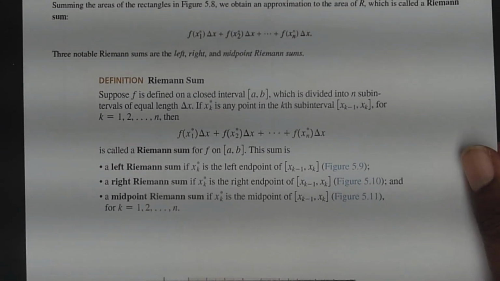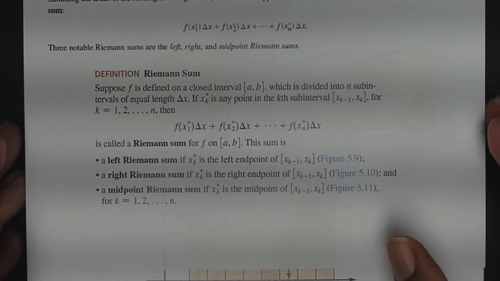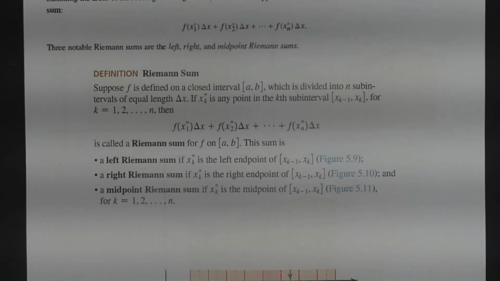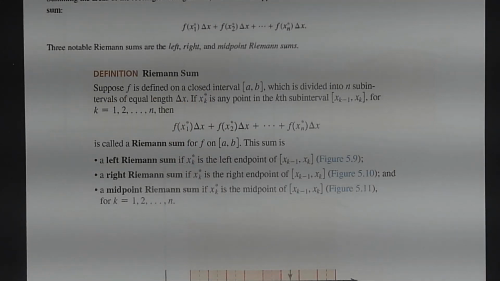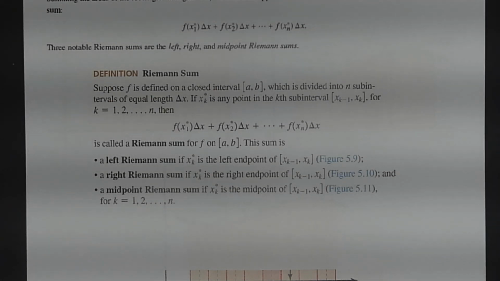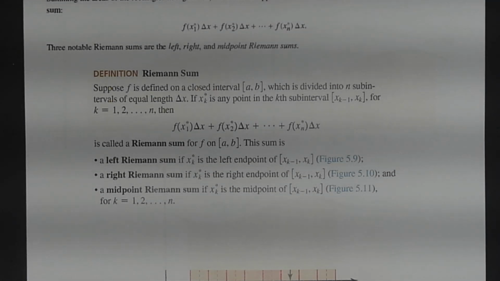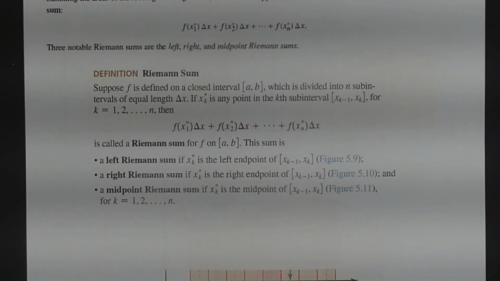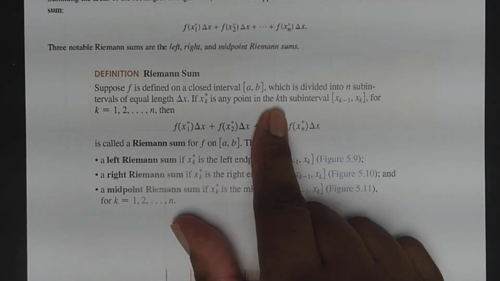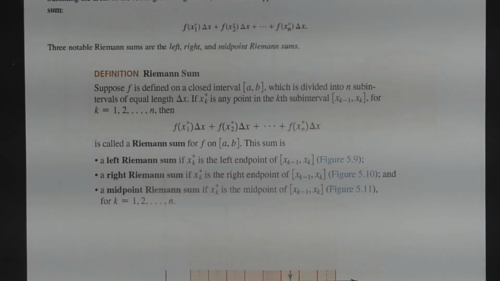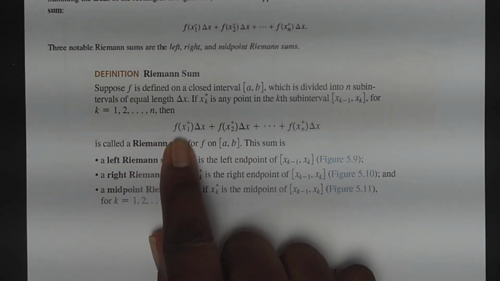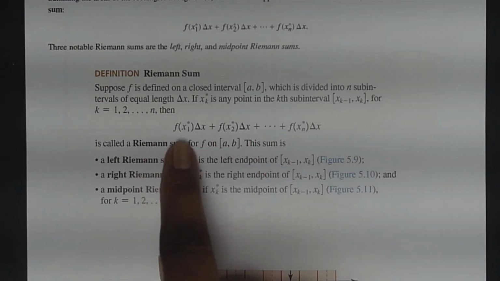Now, there are three notable Riemann sums: the left, the right, and the midpoint Riemann sums. Okay, so here's the definition. Let's suppose that f is defined on the closed interval a, b, which is divided into n subintervals of equal length called delta x. If x star sub k is any point on the kth subinterval from x of k minus 1 to x of k, for k equal to 1, 2, all the way up to n, then this is how we would compute the Riemann sum.